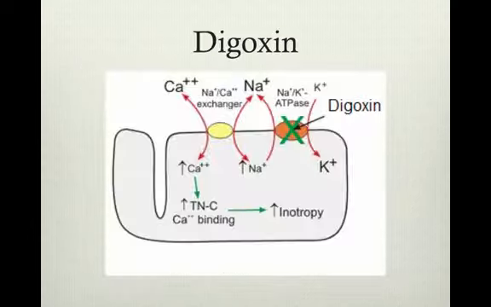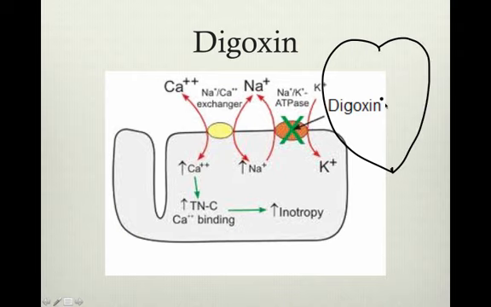Digoxin. Digoxin does two things for us. It blocks the sodium channels, thereby reducing conduction velocity, and it increases calcium ion. What that does is increase inotropy, or contractile force strength. Digoxin's perfect patient is somebody that has atrial fibrillation with rapid ventricular response.